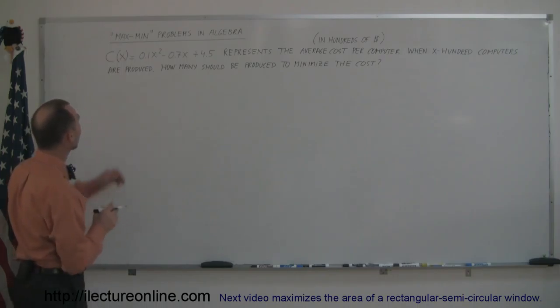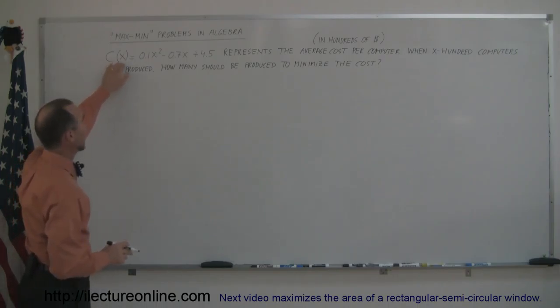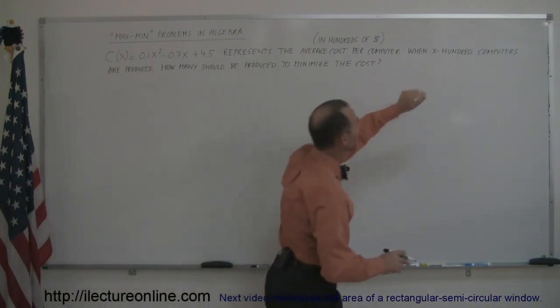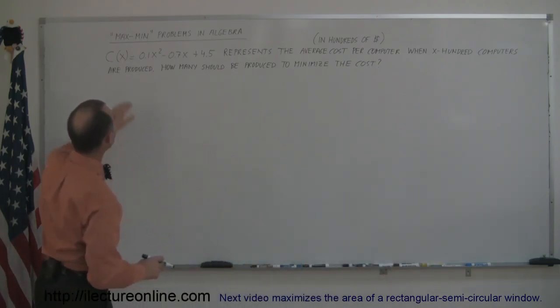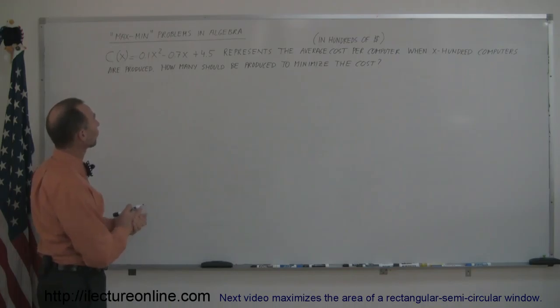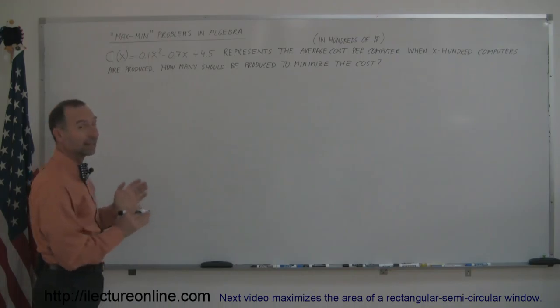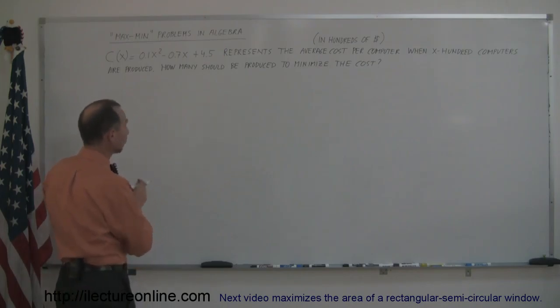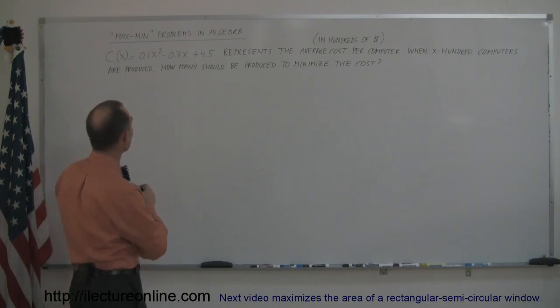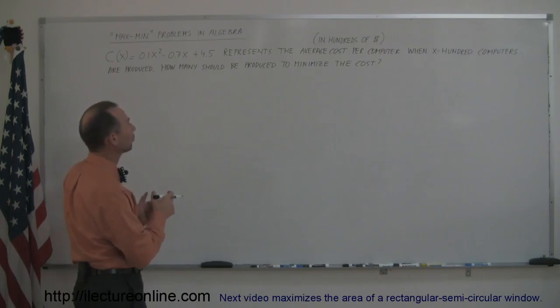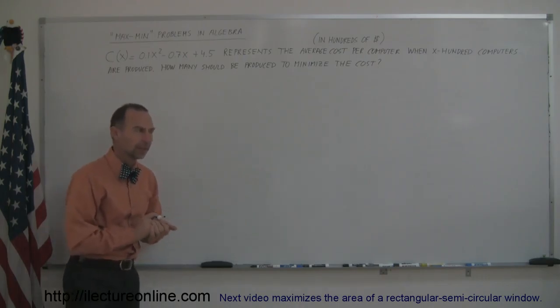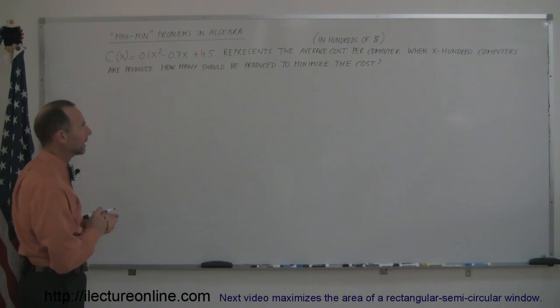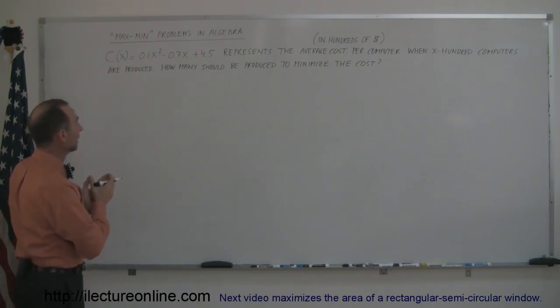Here it says that c as a function of x, x representing hundreds of computers, is equal to 0.1x squared minus 0.7x plus 4.5. And that equation represents the average cost per computer in hundreds of dollars when x hundred computers are produced. How many should be produced to minimize the cost? Typically we have to come up with the equation ourselves, but here they actually give us an equation and they tell us to find the minimum cost.